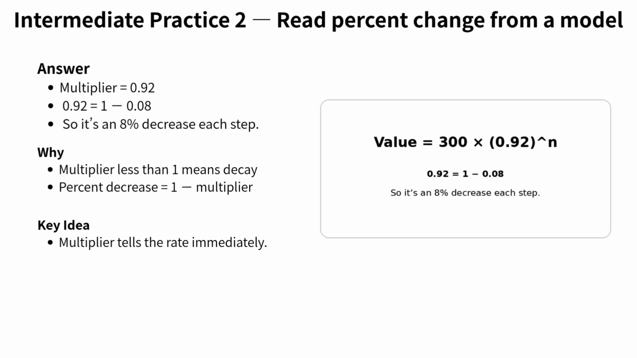The multiplier is 0.92. Because it's less than 1, this is decay. To find the percent decrease, compare it to 1. 1 minus 0.92 is 0.08. That means an 8% decrease each step. So you can read it instantly. Multiplier 0.92 means down 8% per step.